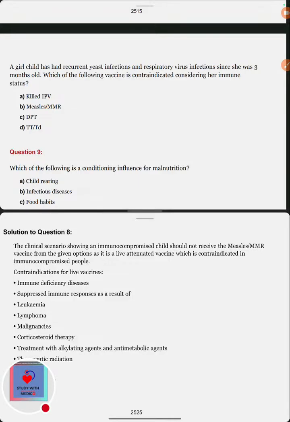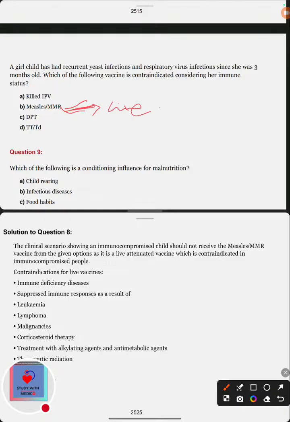She should not receive live vaccine like MMR, measles, MMR. This is a live attenuated vaccine which is contraindicated in immunocompromised patients. This is a live vaccine. Live vaccine should not be given. Here the organisms are live.